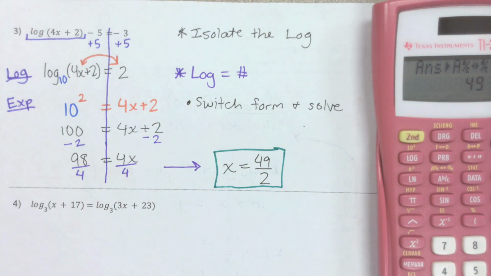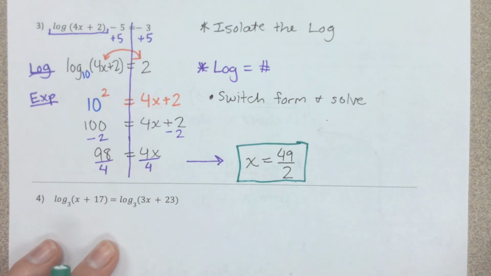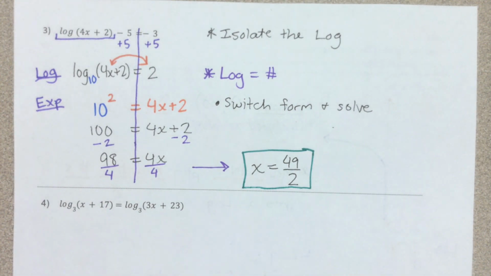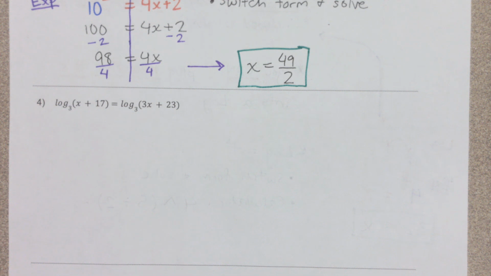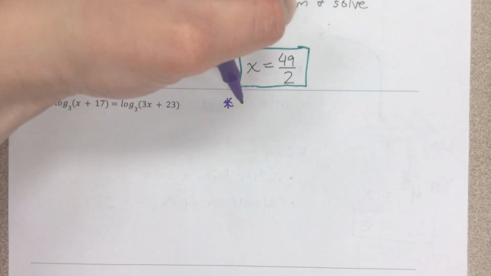So our answer is 49 over 2. Questions over number 3 before we look at the other type of equation in these notes. Number 4. Log base 3 of x plus 17 equals log base 3 of 3x plus 23. This is pretty easy to follow, log equals log.